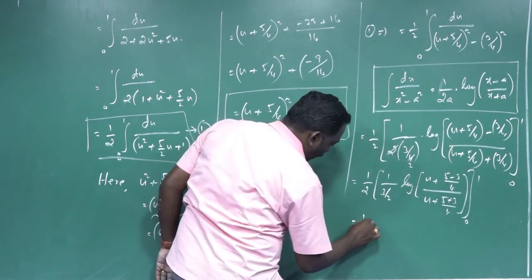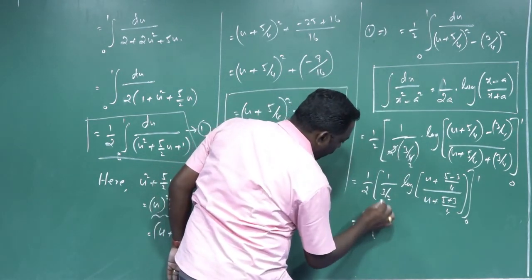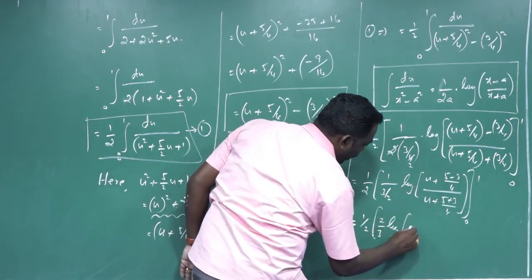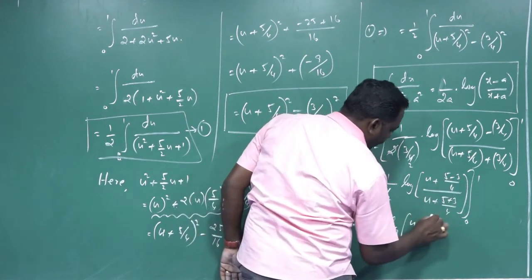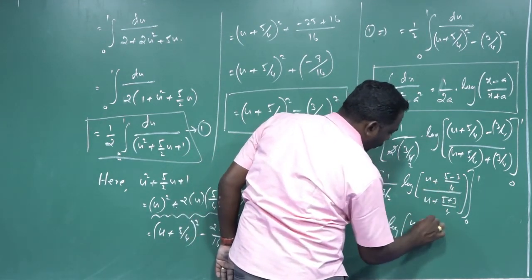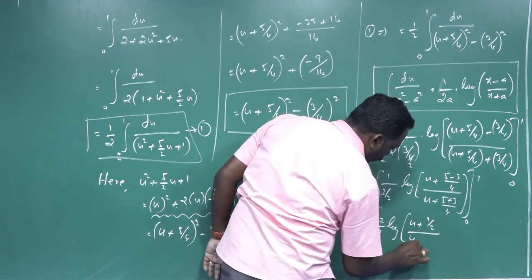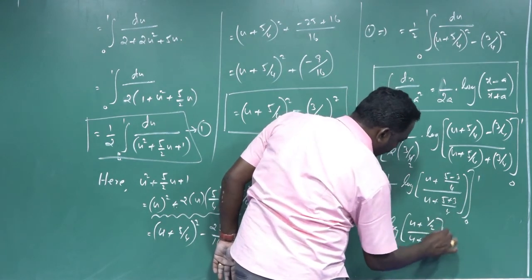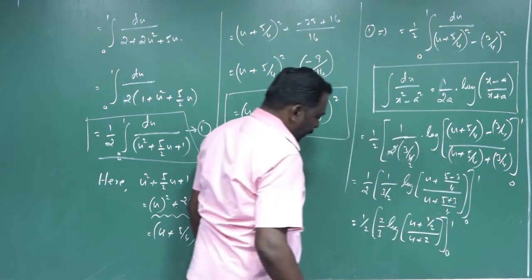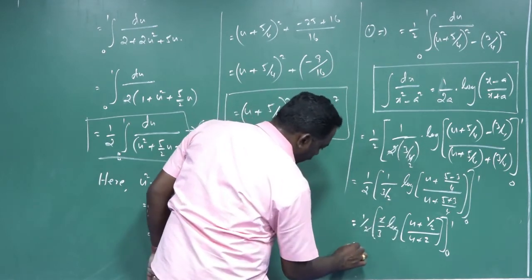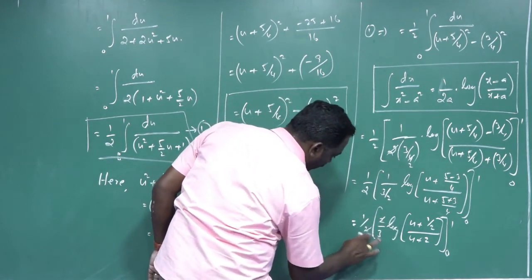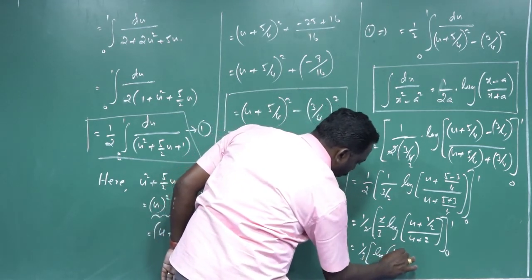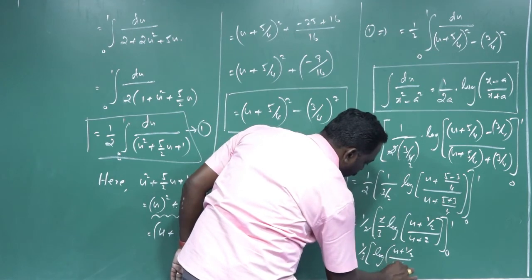That is equal to 1/2 times, taking the 3/2, we can write it as 2/3, log of (u + 5 minus 3)/4, which is (u + 2)/4, by (u + 5 plus 3)/4, which is (u + 8)/4, and the limits are 0 and 1. Now the 2s cancel, and that is equal to 1/3 outside the bracket, log of (u + 1)/2 by (u + 2).